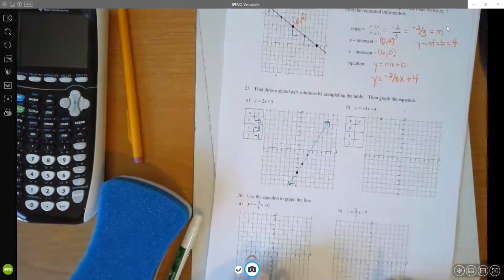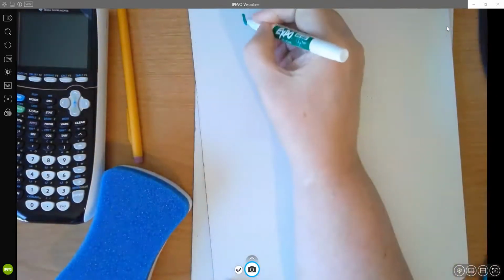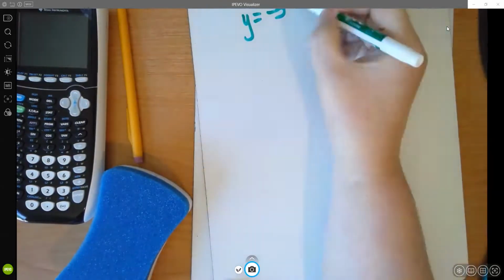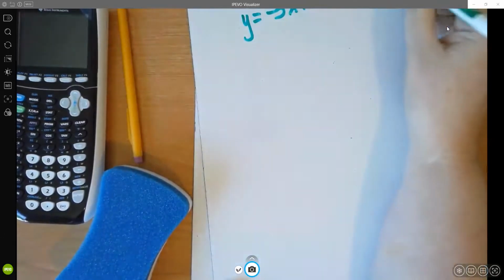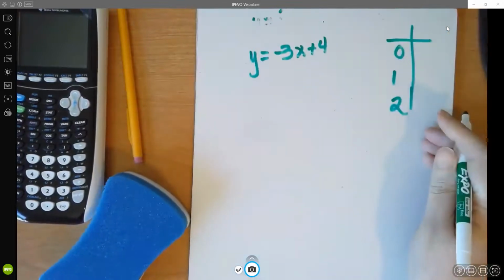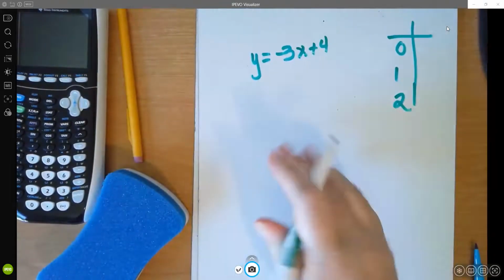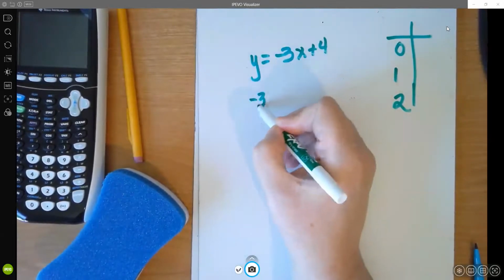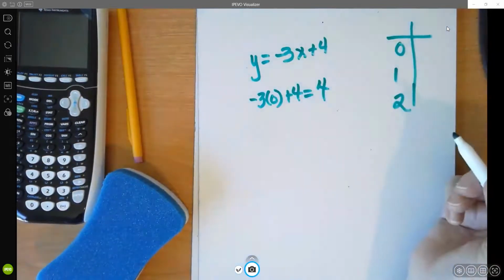Do the same thing for the next one, which is negative 3x plus 4. So the next problem is y equals negative 3x plus 4. And again, it wants me to plug in x equals 0, 1, and 2. Whoops, you're too high and you can't see that. So I'm going to bring it down where you can see. So y equals negative 3x plus 4. And then we're going to plug in 0. So that'd be negative 3 times 0 plus 4, which would give me 4.